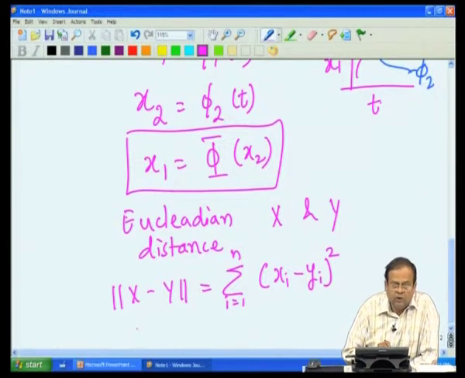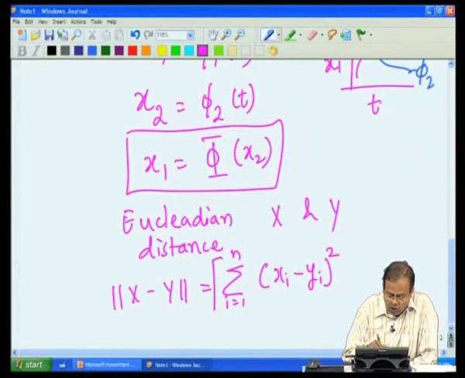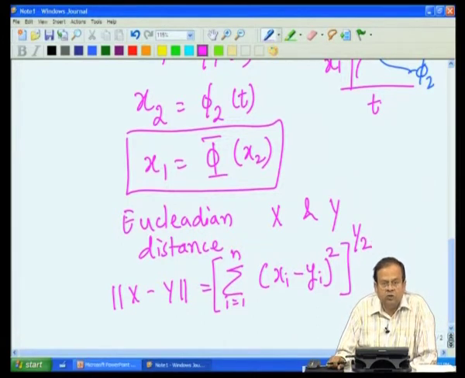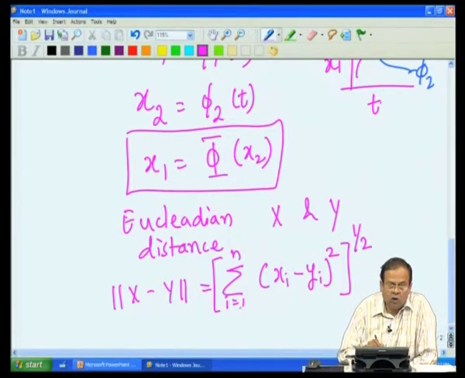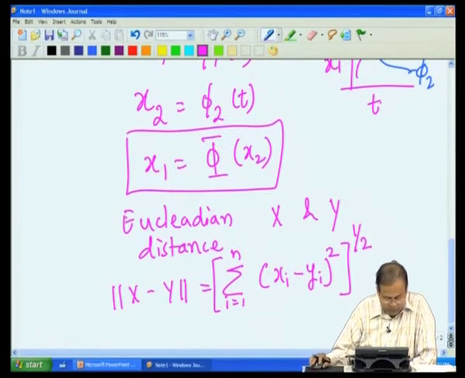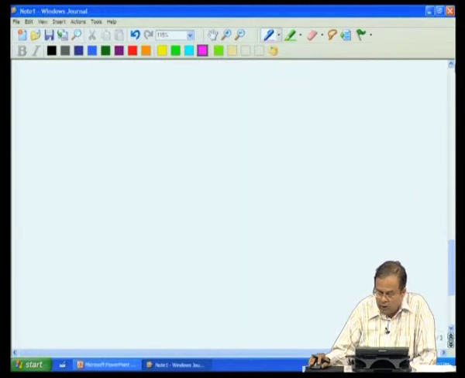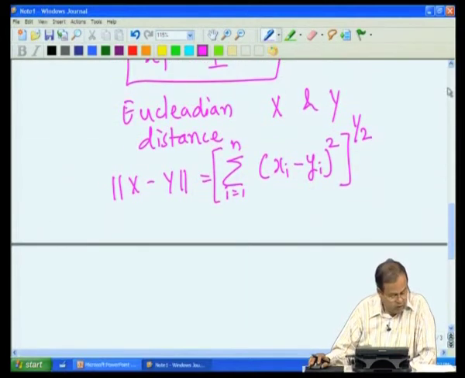So, we have 2 points x and y, and the Euclidean distance between these two is what we call the norm of x minus y, and that is summation of (xi minus yi) the whole square, and this summation is over all the n components of our state space vector, raised to power half.